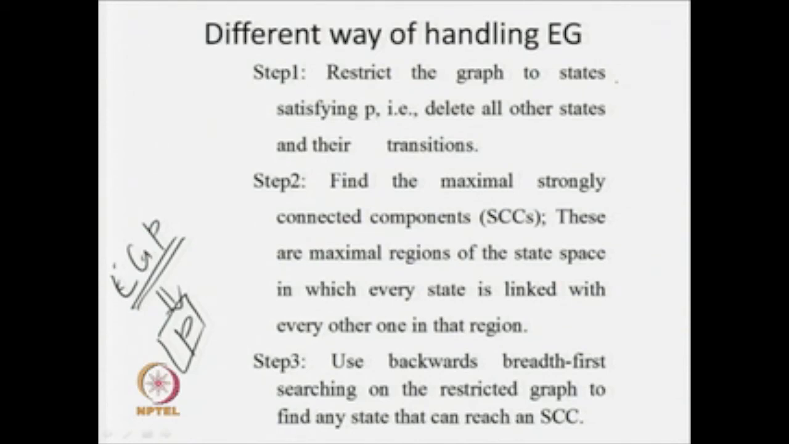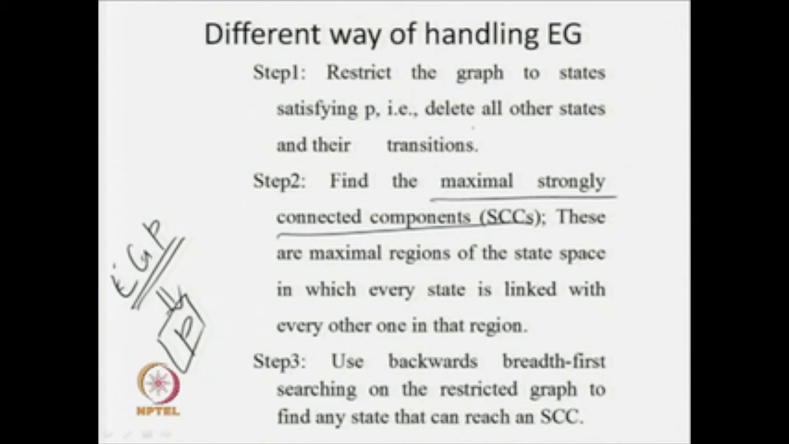Now, next step, in step 2, what we are going to do? Find the maximal strongly connected component of this restricted graph. So, this is the maximal strongly connected component that we are going to find. We have a procedure to do this. So, what is a maximal connected component? These are maximal regions of the state space in which every state is linked with every other state. Basically, consider these as complete subgraphs of that restricted graph.